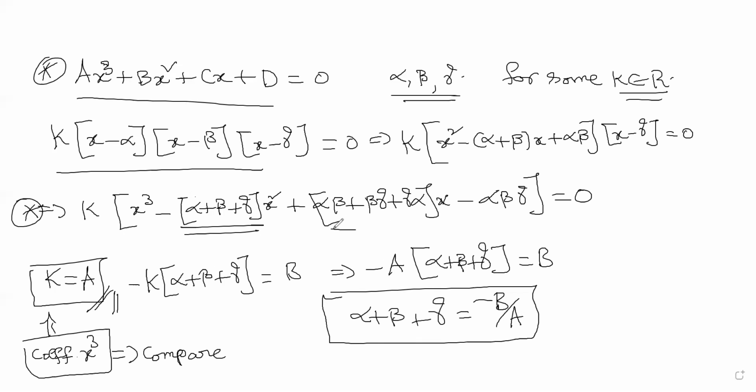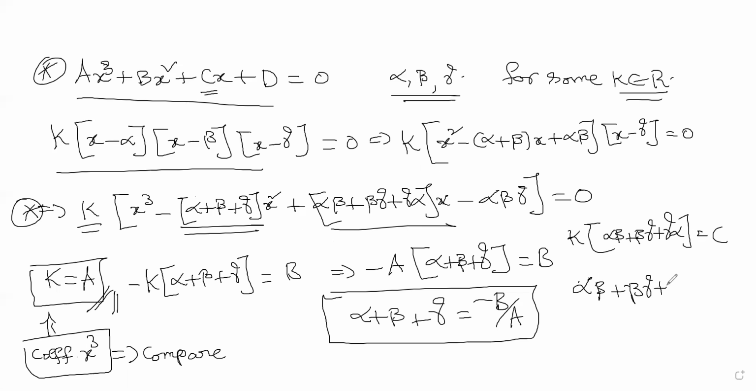Similarly, let's see the third. Let's compare the coefficient of x. The coefficient of x, k multiplies inside and then you have to check. So k into alpha beta plus beta gamma plus gamma alpha is equal to c. Comparing the coefficient of x gives this. So k is equal to a, substitute again. You get alpha beta plus beta gamma plus gamma alpha happens to be c by a. So this is how you get the third one.